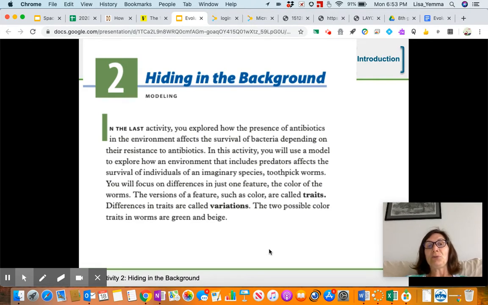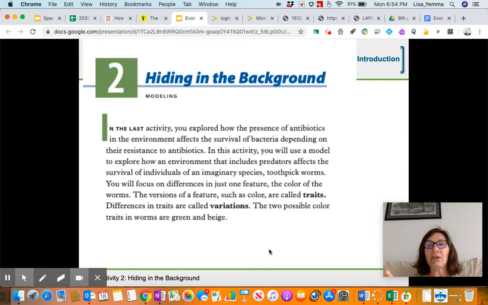In the last activity, you explored how the presence of antibiotics in the environment affects the survival of bacteria depending on their resistance to antibiotics. In this activity, you will use a model to explore how an environment that includes predators affects the survival of organisms of an imaginary species, toothpick worms. If we were together, we would have toothpick worms. You will focus on differences in just one feature, the color of the worms. The versions of a feature, such as color, are called traits. Remember this from our reproduction unit.